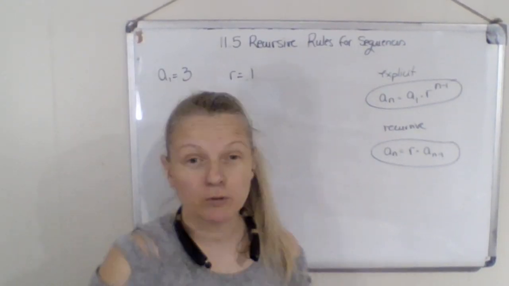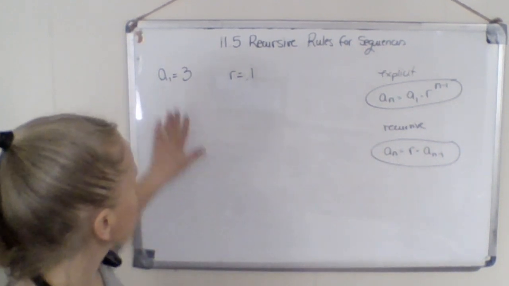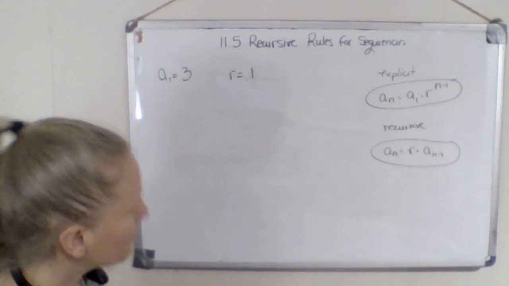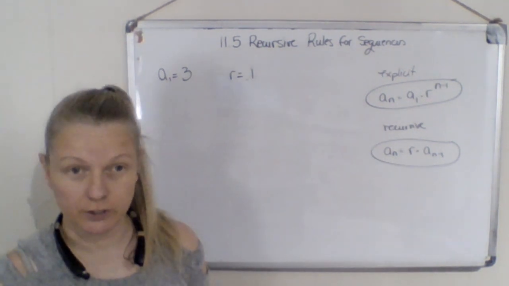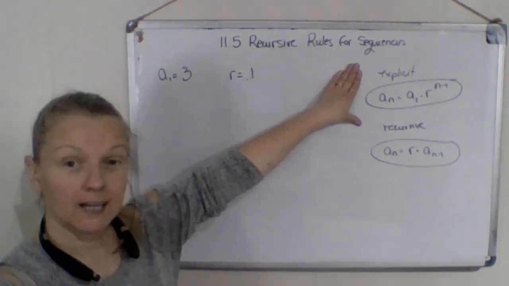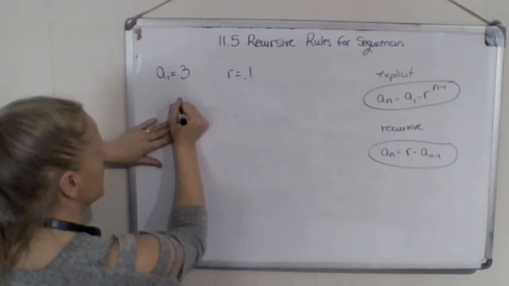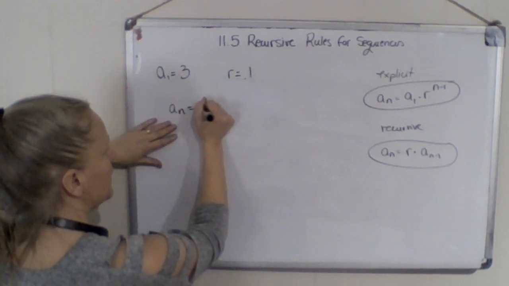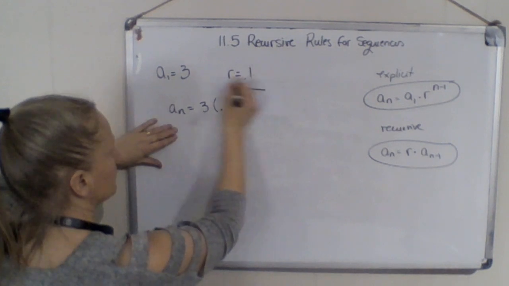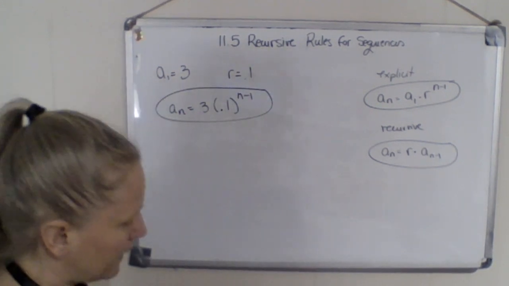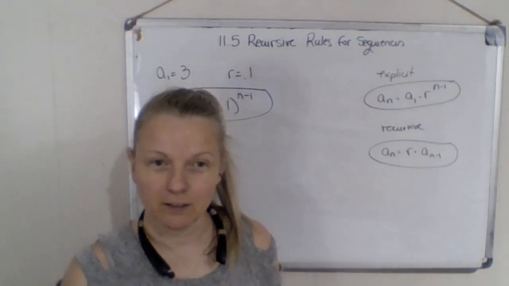Example 3, we're now moving into geometric sequences, right? And it tells you you get a geometric sequence, first term is 3, your ratio is 0.1, and it says write the explicit rule and write the recursive rule. Again, explicit, we already had the rule. 11.3 gave us the rule, so this just becomes a_n equals my first term, 3, times my ratio, 0.1, to the n minus 1. I'm done. This is my explicit. The recursive, you're going to have to think it through, okay?